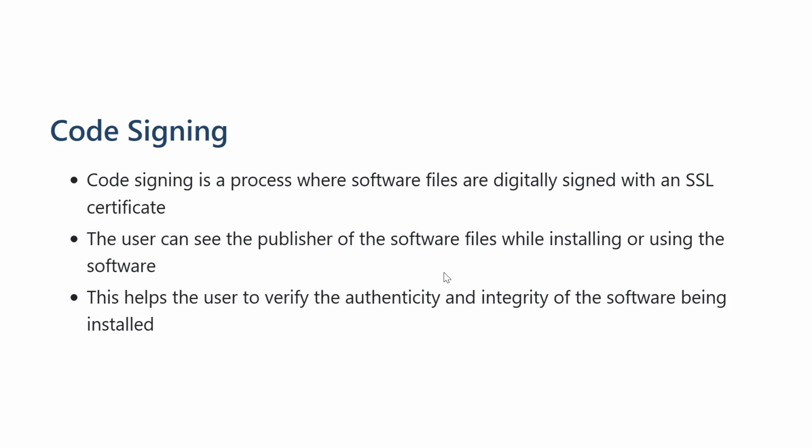So we are going to do code signing. Code signing is a process where you digitally sign software files like exe files, installers, JS files, etc. with your SSL certificate. So when the user is installing your software, he can see your signature, like who is the publisher, what is his email, etc. In this way, the user can be sure of the authenticity and integrity of the software.